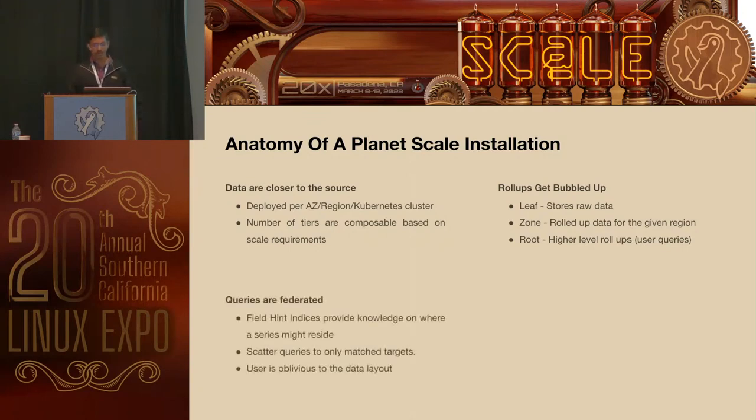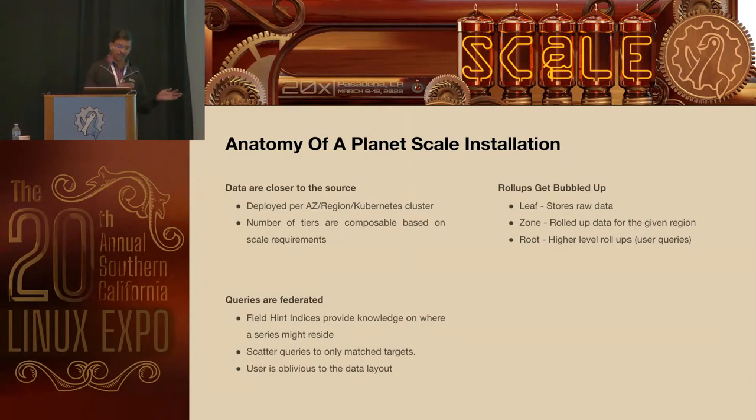Queries need to be federated. It doesn't matter if you have 100 or 1,000 independent installations. What you need to provide to the end user is a single endpoint where they can fire all their queries, but the queries need to route themselves to the appropriate place. The naive way of doing it is to know all the 100 clusters where your installation is and keep fanning out to all 100 of them. But that would be a recipe for disaster.